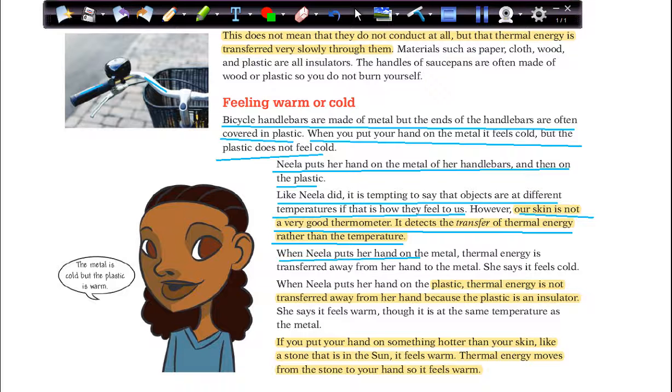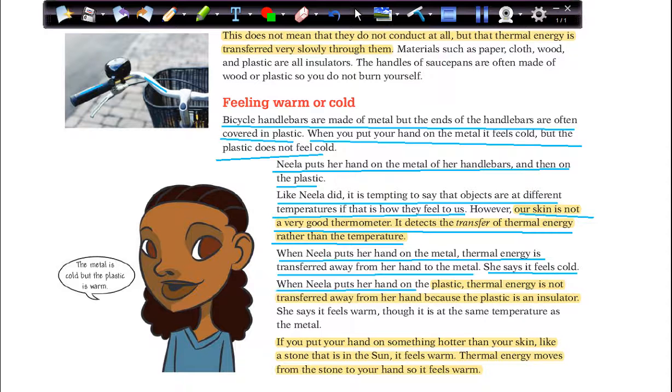So when she puts her hand on the metal, thermal energy is transferred away from her hand to the metal. Why? Because her hand is warmer than the metal. So she says it feels cold, because when the energy is transferred from one side to the other, the hand loses energy. It's like an ice cube: if you put it in your hand, you will feel the cold. Actually, the energy transferred from your hand to the ice cube, so the same thing happened here. The energy has transferred from her hand to the piece of metal. In this case, she lost some energy in a specific spot in her hand, so she felt cold.